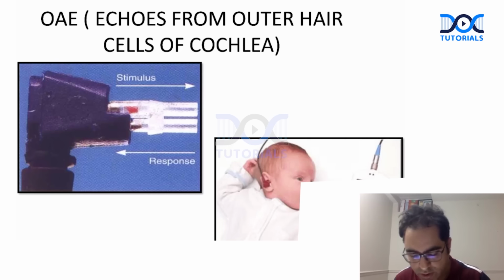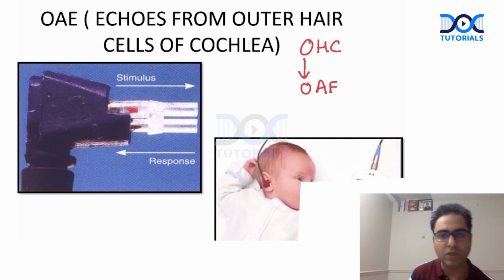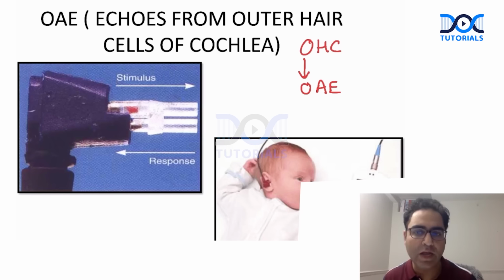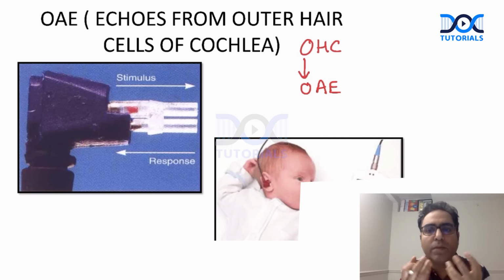Okay, so one question: echoes are produced by which part of the cochlea? Outer hair cells of the cochlea. Easy to remember: OHC, outer hair cells of the cochlea, and they produce OAE, otoacoustic emission. A very simple test used for screening of hearing in babies. Otoacoustic emissions are produced by the outer hair cells of the cochlea. These are echoes of the cochlea. When you give sound to the cochlea, the outer hair cells produce some echoes and they are recorded by the machine, and they're called otoacoustic emission.